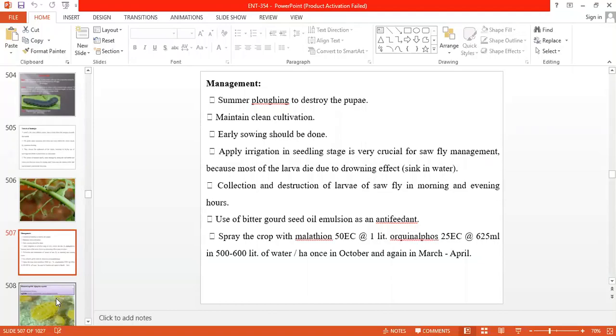Spray the crop with malathion 50 EC at the rate of 1 liter or quinalphos 25 EC at the rate of 625 ml in 500 to 600 liters of water per hectare, once in October and again in March-April. So the mustard sawfly is one of the major pests of mustard, and this is the only harmful insect belonging to order Hymenoptera. Mustard sawfly.